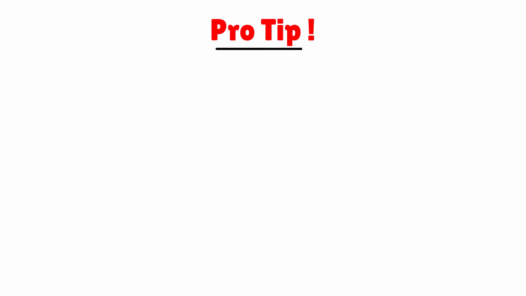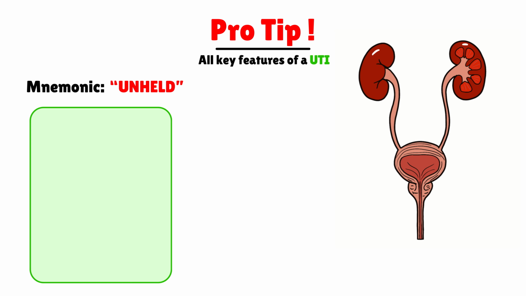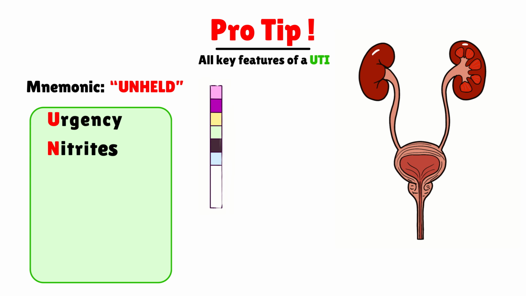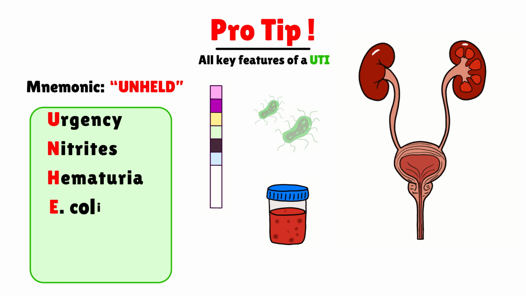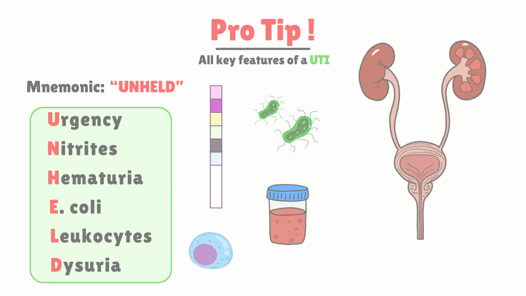A useful way I remember all the key features of a lower urinary tract infection is by using the mnemonic UNHELD, which stands for urgency, nitrites, hematuria, E. coli, leukocytes, and dysuria. So, what actually causes a UTI?